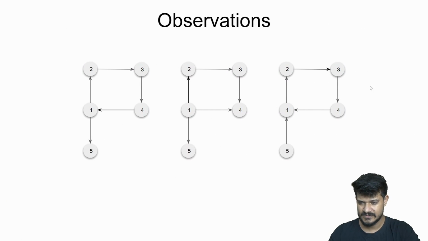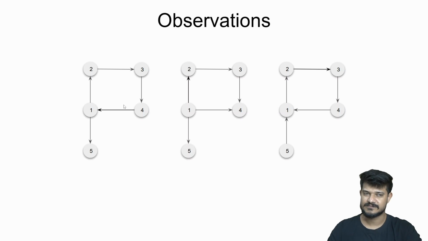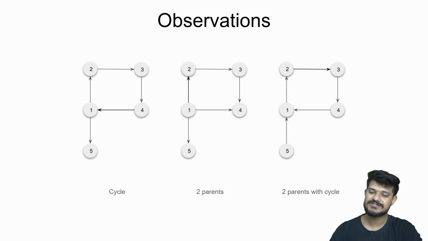So according to the problem statement, since this was a tree and we have added one extra edge, there are only three possibilities that the graph would look like. Either it would have a cycle like this, okay, this is a proper cycle, or it would have a node with two parents. For example, this, as you can see, this looks like a cycle, but it is not a cycle, right? Now, here we have a node with two parents, right? Either we will get a cycle, or we'll get a node with two parents, or we'll get a cycle and a node with two parents.